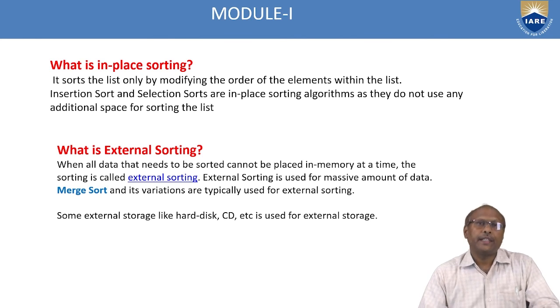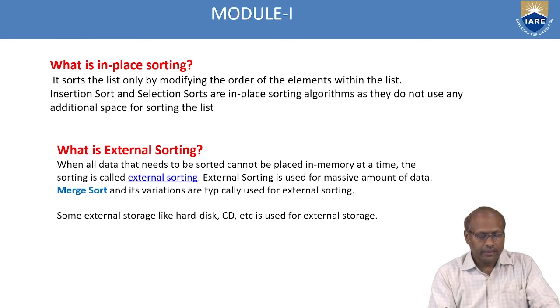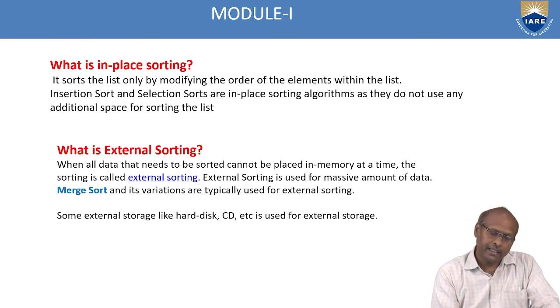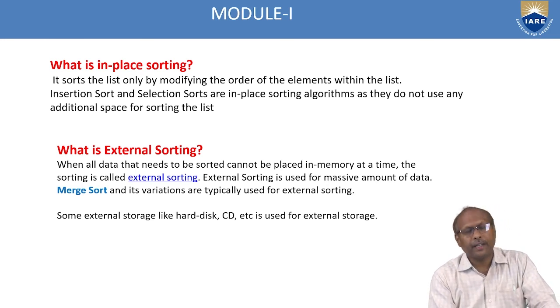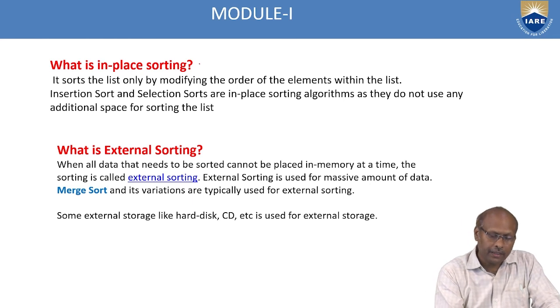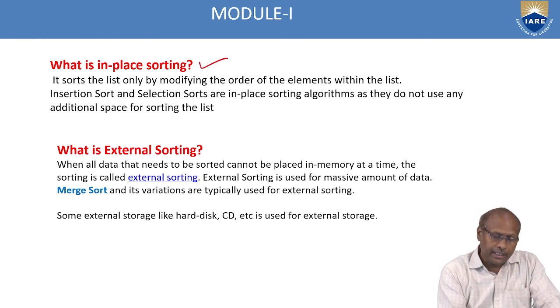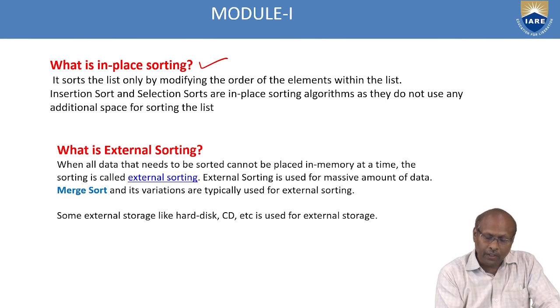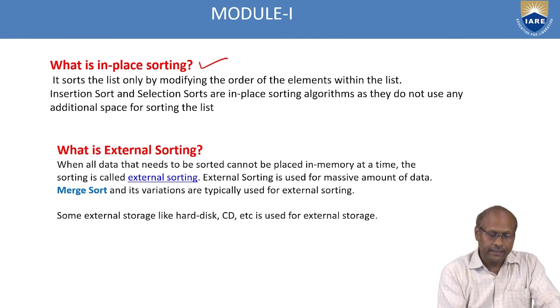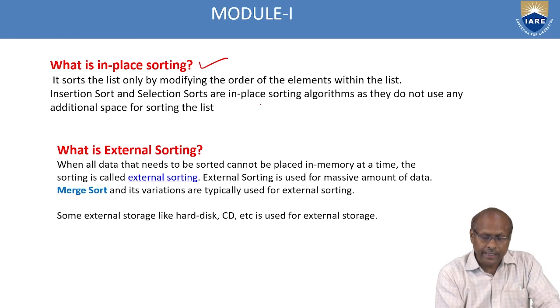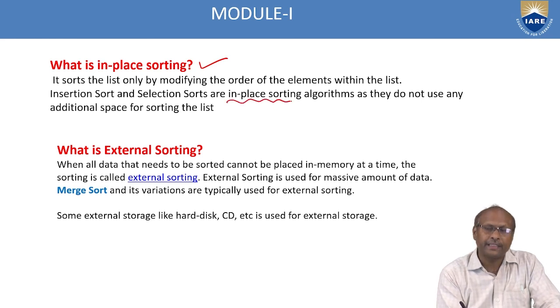There are different types of sorting also there. One is called in-place sorting, second is called external sorting, and one other is called stable sorting. There are various kinds. First, they will ask, what do you mean by in-place sorting? Then you should say, it sorts the list only by modifying the order of the elements within the list. Insertion sort and selection sort are in-place sorting, that means in the same place itself.